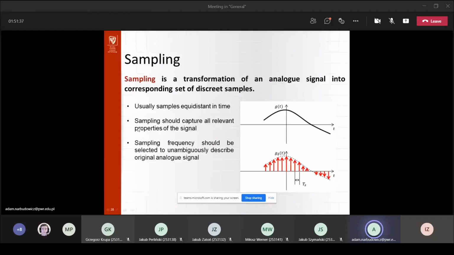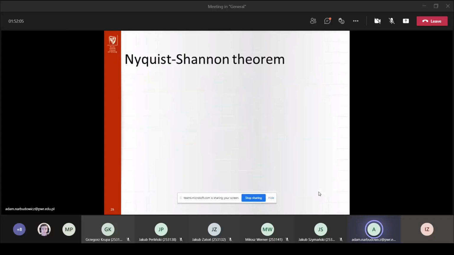Now the question is, we of course want to do it without losing any information. So how can this be achieved? Well, we need to make sure that our sampling frequency, so the distance between the time samples TS as shown here, is dense enough to capture all relevant information. So how can this be done?